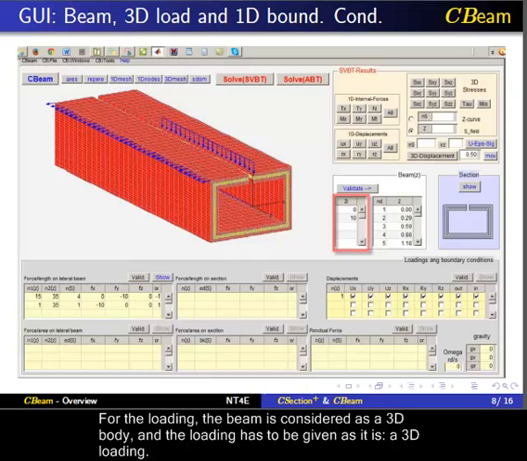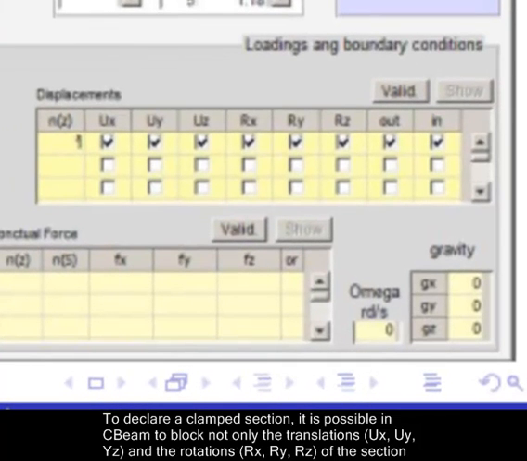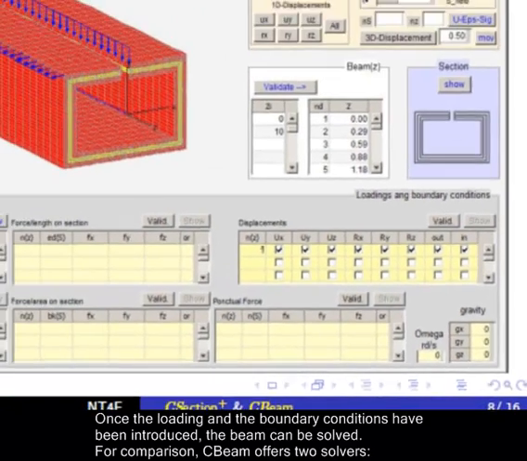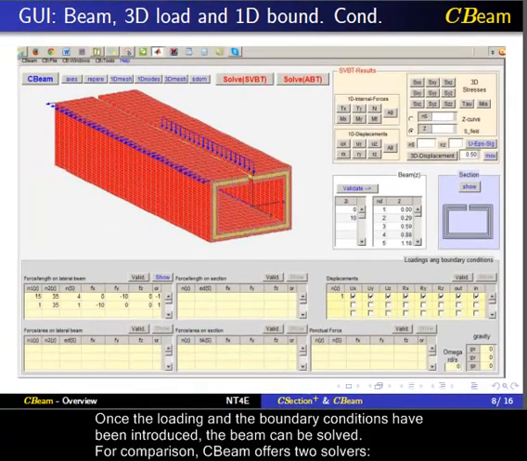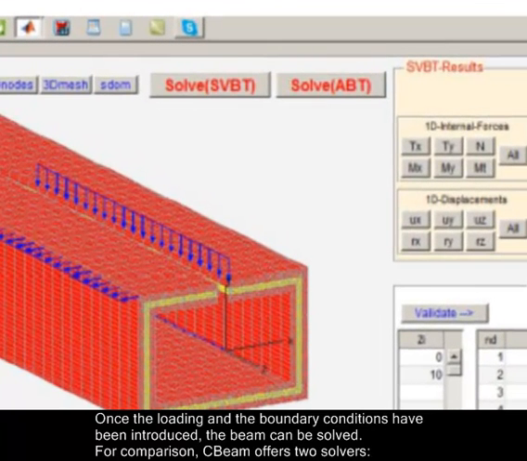For the loading, the beam is considered as a 3D body, and the loading has to be given as it is, a 3D loading. To declare a clamped section, it is possible in CBeam to block not only the translations and the rotations of the section, but also its deformation in its plane and out of its plane. Once the loading and the boundary conditions have been introduced, the beam can be solved.